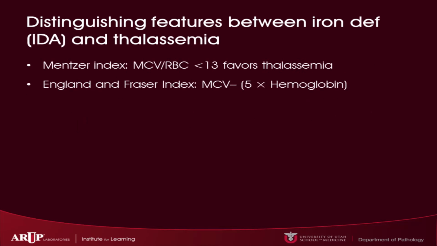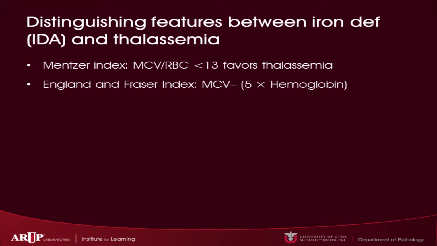Most of the time, pediatric hematologists are the hematologists who are basically taking care of the kid with thalassemia. They usually use some of the parameters, some of the indexes, to come up with the differential between iron deficiency and thalassemia. So the Mentzer index is one of the commonly used indexes in the pediatric world. And if the ratio between MCV and red blood cell count is less than 13, it favors thalassemia.